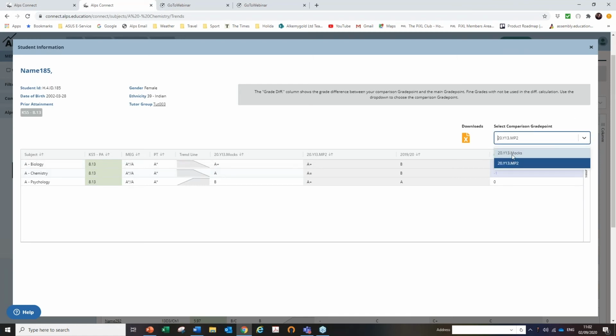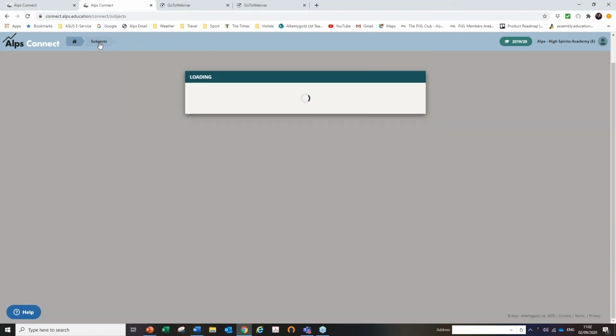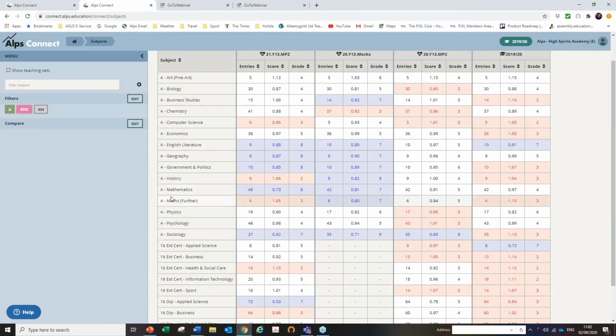You can, by the way, change your comparison grade point both here but also in the subject. So if I just flip it to the mocks, it's then telling you whether the result was the same as the mock, better than the mock, lower than the mock, and so on and so forth. So that's chemistry. I also think we should go back to subjects and have a little nip into psychology, perhaps.